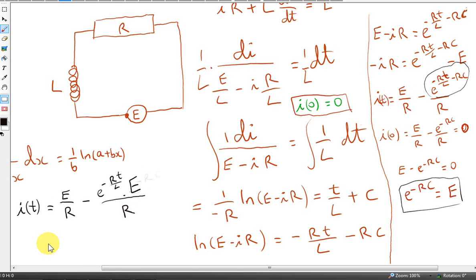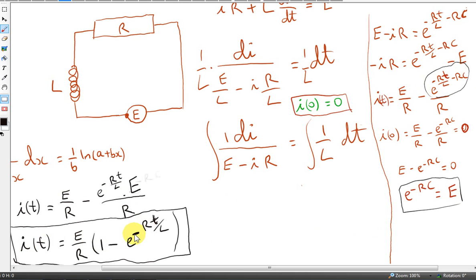Finally, we can factorize out E over R to get our final solution with the boundary condition that I at time 0 is 0. Because the power here is negative, we can see that as t goes to infinity, for long times, the current I is approaching the value E over R. So this is going to 0.